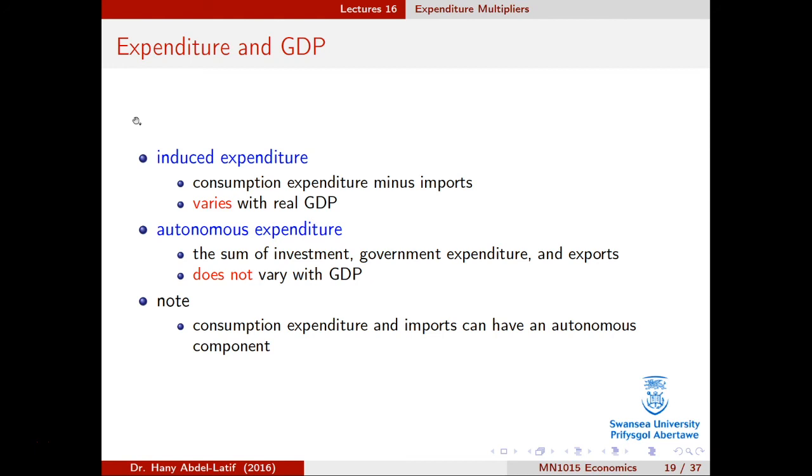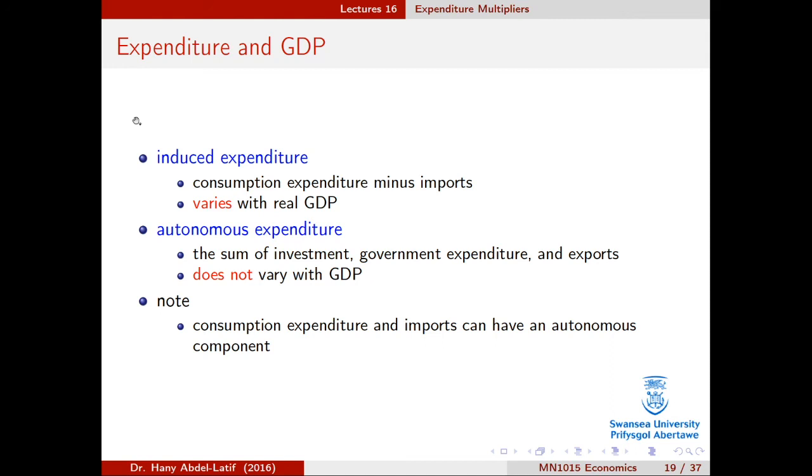So we're looking at the same equation. Keep this in mind: C plus I plus G plus X minus M. C and M are influenced by GDP, and these two together are called the induced expenditure, and the other three are autonomous, which means they are not affected by the real GDP. That's why they are autonomous. So the sum of investment, government expenditure, and exports are the autonomous expenditure, and they do not vary with the GDP. This is very important.